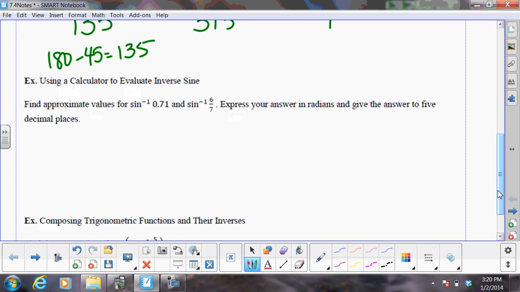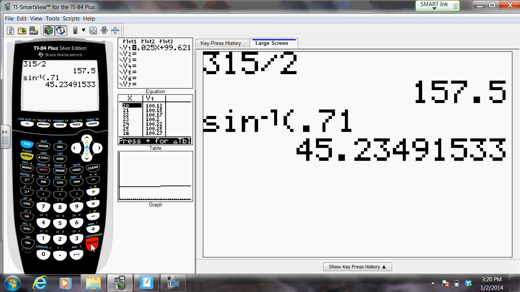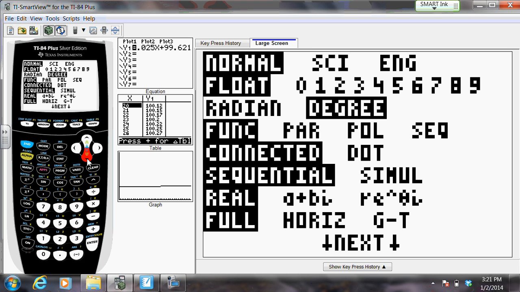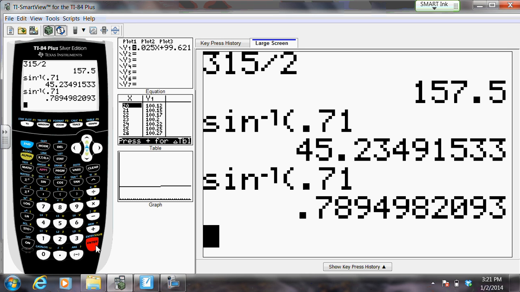Using our calculator to find inverse sine functions, we want to find the approximate value for arcsine of 0.71. We pull up the calculator. Second, sine, 0.71. Enter. I am in degrees, so 45. Oh, it's expressed the answer in radians, so I need to change my mode. Enter. Second. Enter again, and it gives me the answer in radians.